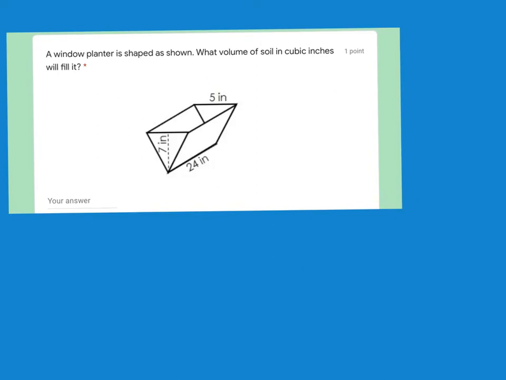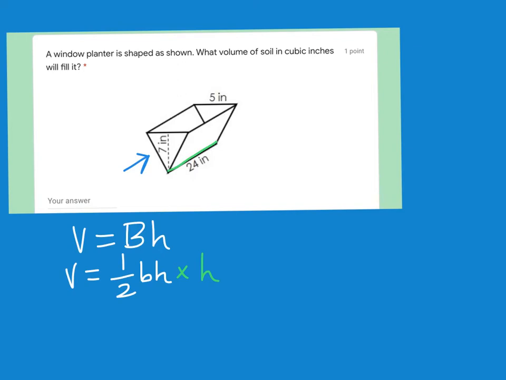Then this is a kind of trickier one. This is a triangular pyramid. This is on the reference sheet. So again, it's the area of the base times the height. To find the area of a triangle, it's half the base times the height. So find the area of this triangle right here, and then multiply by the height of the shape, like triangle to triangle. So you can see these can get a little bit tricky here.